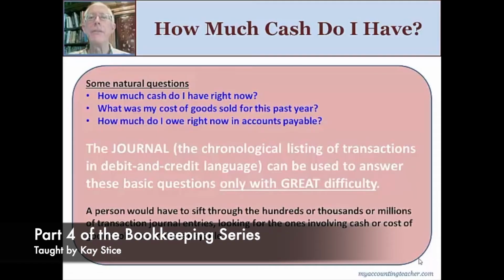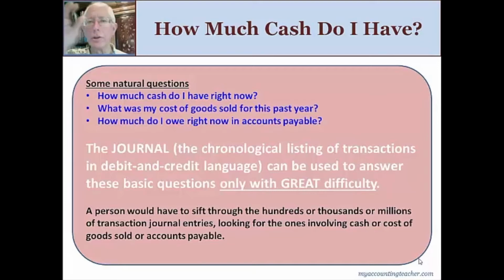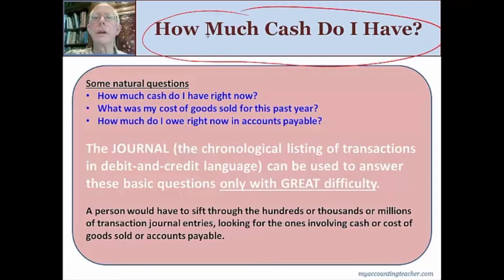All right, we're pretty heavy into these journal entries and the journal and the chronological listing and what have you. But let's stop and consider this question. At any given time, can you answer this question with your accounting system? How much cash do I have right now? What was my cost of goods sold in the past year? What's my accounts payable balance right now? I want to know how much I owe to people.